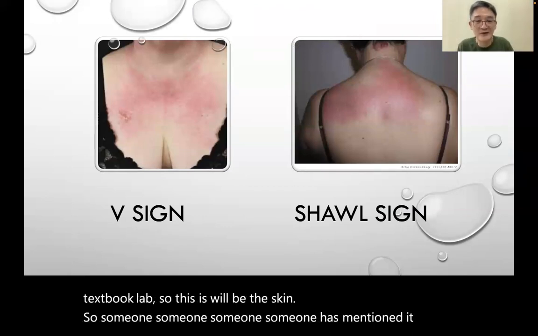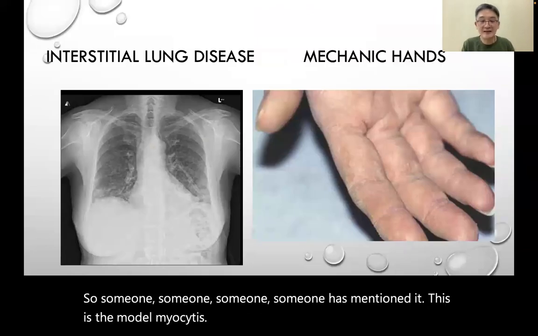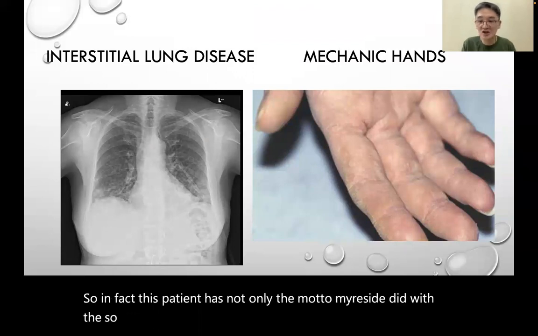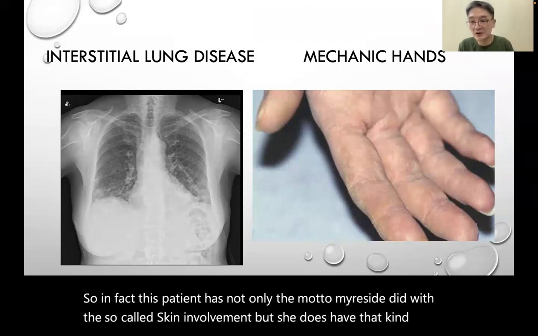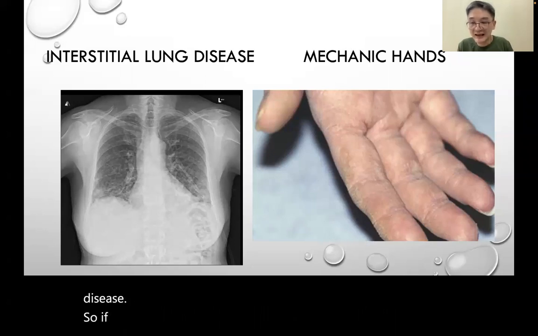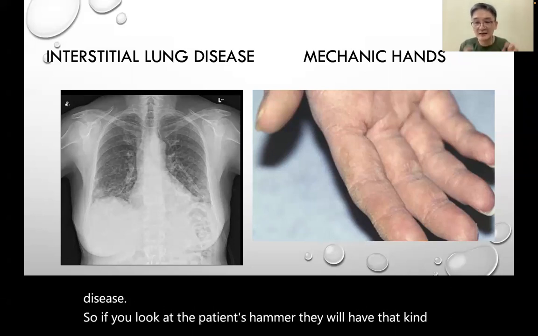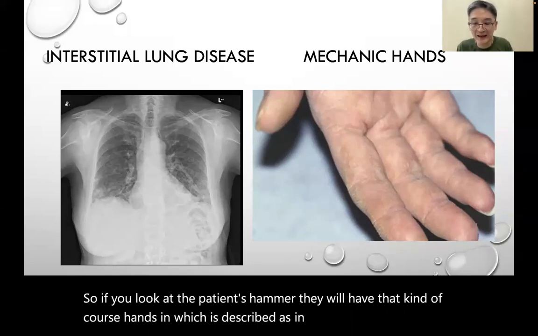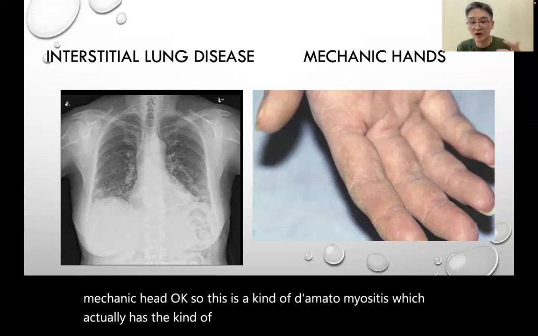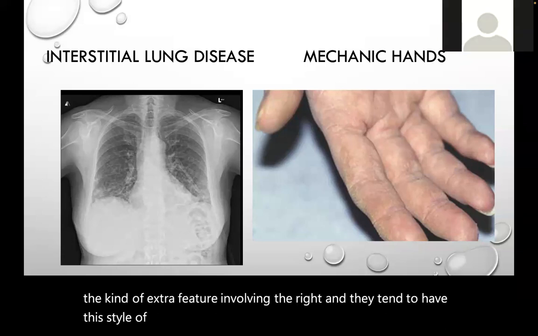Yes, this is dermatomyositis. In fact, this patient has not only dermatomyositis with skin involvement, but features of dermatomyositis complicated with interstitial lung disease, namely anti-synthetase syndrome. If you look at the patient's hand, they will have coarse hands, which is described in the textbook as mechanic's hand. This is a kind of dermatomyositis which has extra-cutaneous features involving the lung, and they tend to have the autoantibody anti-Jo1 positivity.